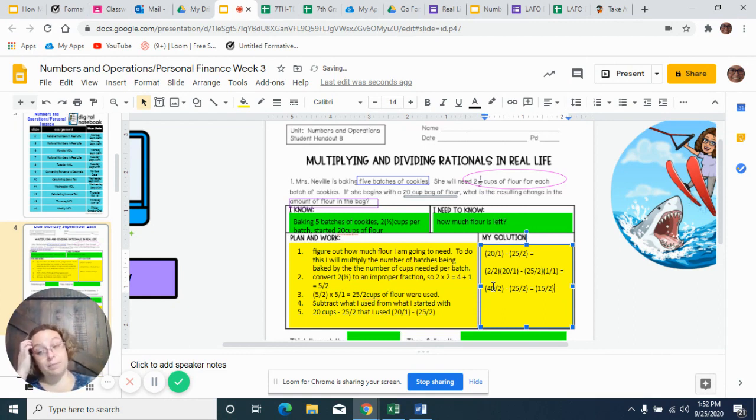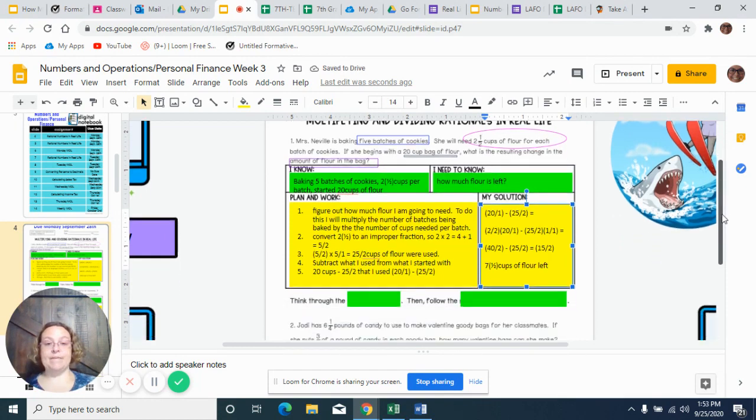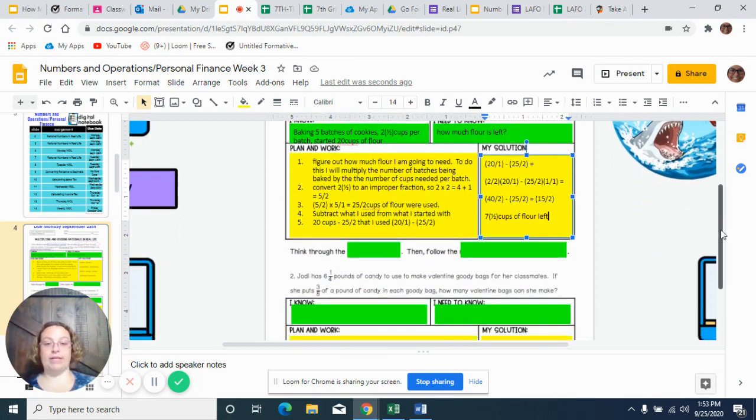Now I can't leave it as an improper fraction. I have to convert it back to a mixed number. How many times is 2 going into 15? 7 times. So 7 is my whole number. 2 times 7 is 14. So that gives me 1 left over. So 1 is my numerator and 2 is my denominator. So there are 7 1/2 cups of flour left in the bag. Okay? So that's more practice with your fractions.